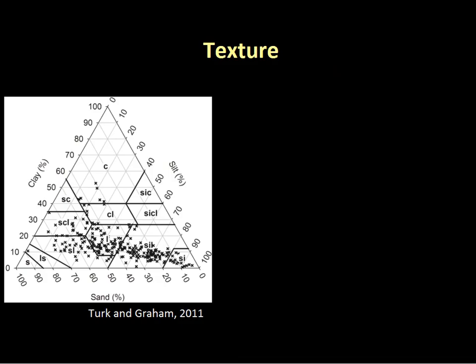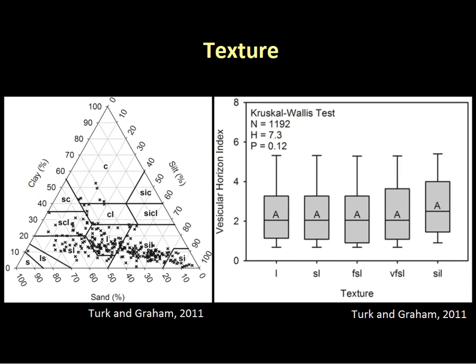Next, again using the NRCS databases, I looked at the texture of the vesicular horizons. This is showing the laboratory textures plotted on the textural triangle. You can see they are somewhat concentrated in the silt corner. The vesicular horizons do tend to be silt-rich because they are formed in aeolian material. But there is a wide range of textures that occur in vesicular horizons.